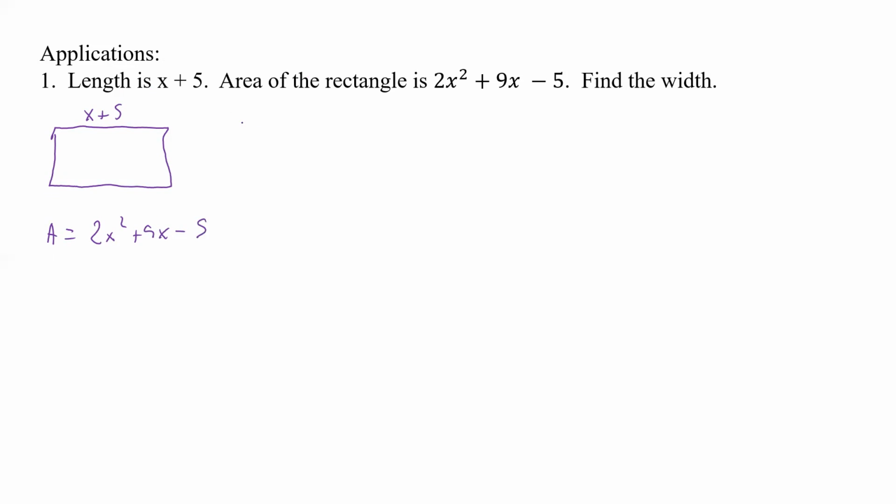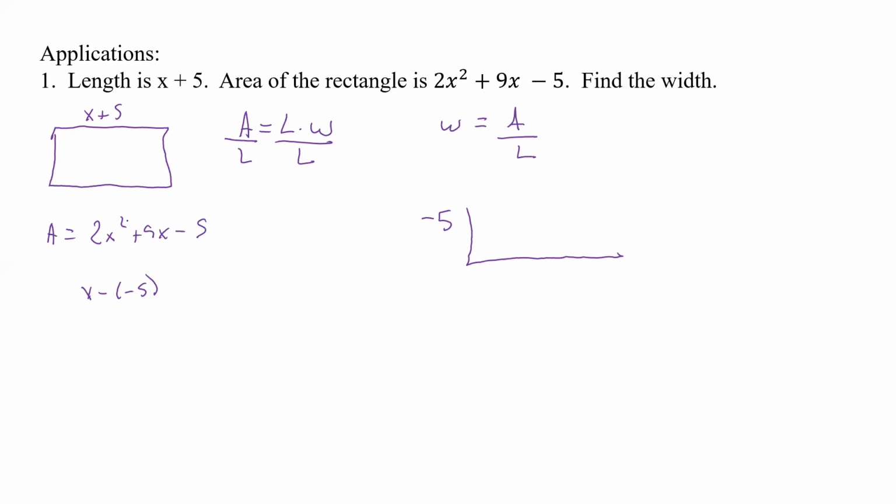Find the width. Well, what is the area? Area of a rectangle is length times width. If we're supposed to find width, we have to divide by L. And so width is going to be equal to our area divided by the length. Now, can we do this via synthetic division? Sure. We can say that's actually x minus a negative 5, and we'll have a negative 5 out here.